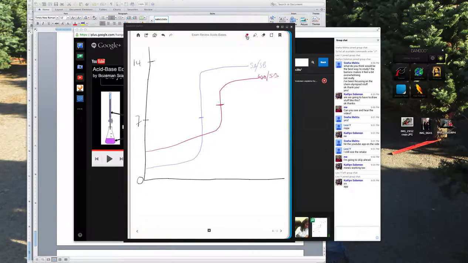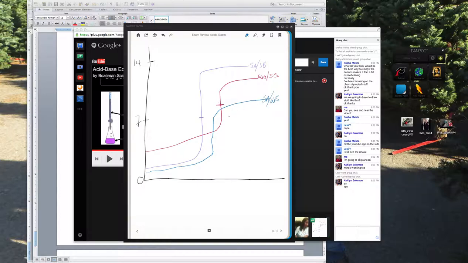If we have a strong acid with a weak base, we're going to start off lower down here, and so we're going to go something like this, and then we would come up. With this one, I'm just going to make the equivalence point in the middle. So this was a strong acid with a weak base.